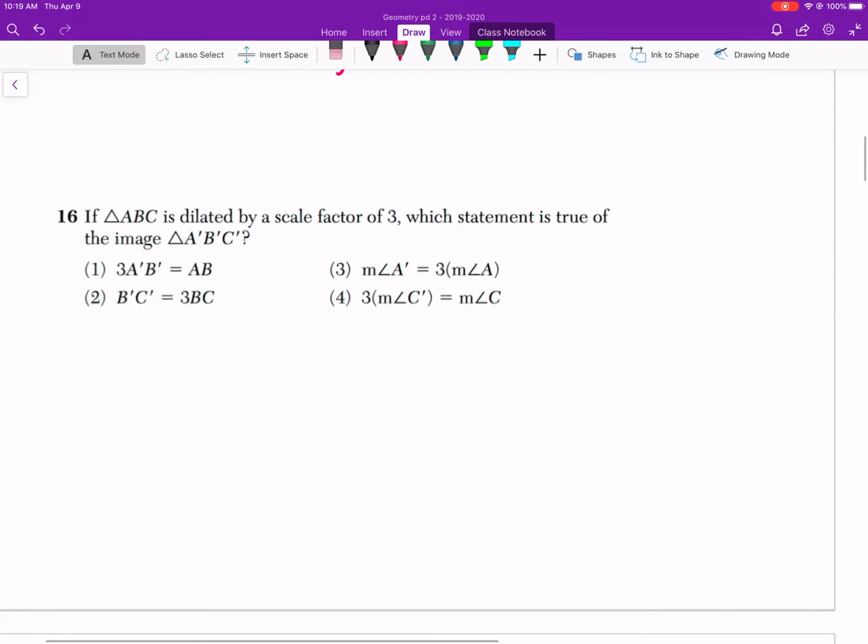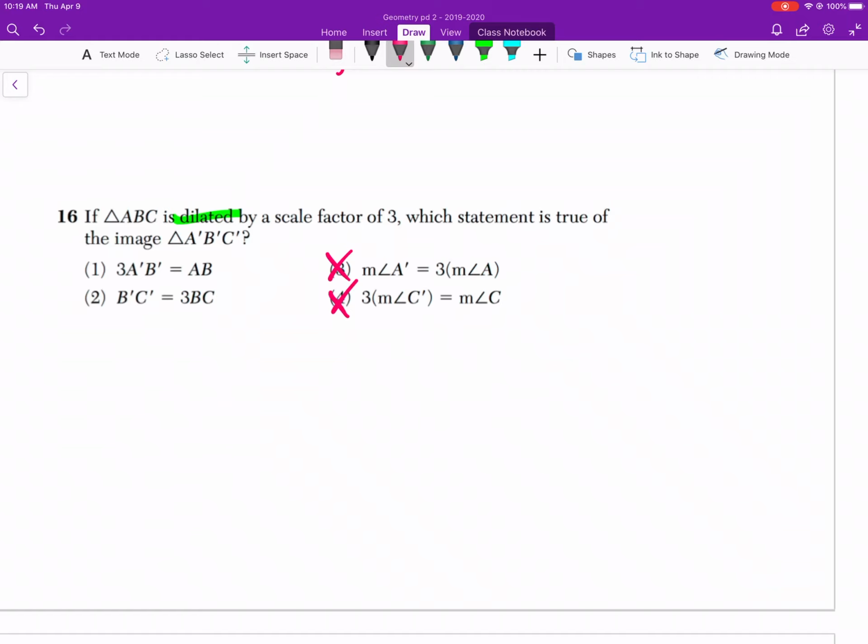If triangle ABC is dilated by a scale factor of 3, which statement is true of the image triangle A'B'C'? So think about two answer choices you can definitely eliminate. When a dilation takes place, the side lengths will change proportionally. The angles won't change, whether it's a dilation or one of your rigid motions. Angles are never changing. So choices 3 and 4 are out. So we have to decide between 1 and 2.